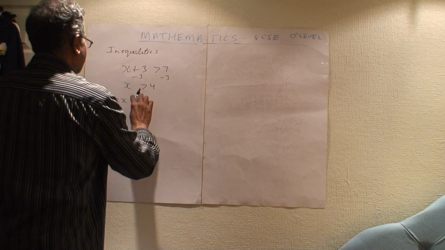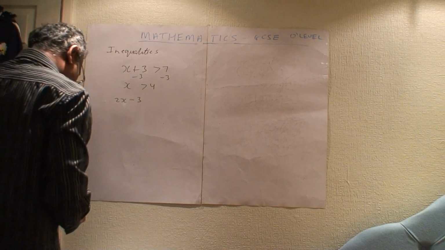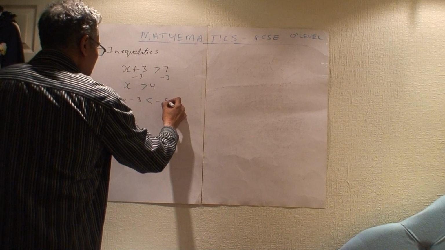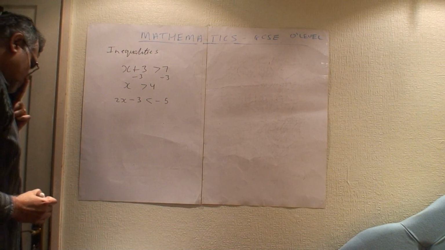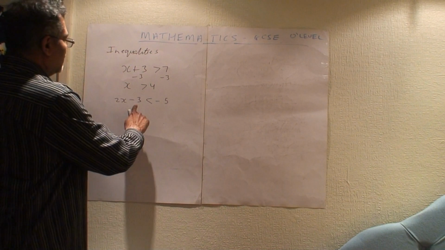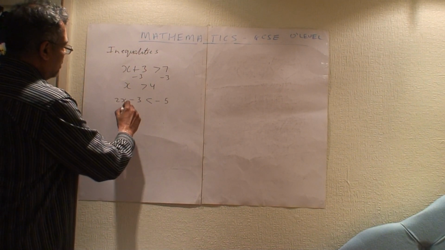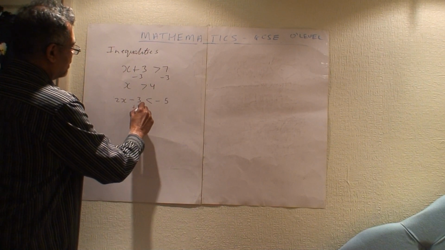Okay, let's say 2x minus 3 is less than minus 5. Okay, so we want to get rid of this 3. So we plus the 3 on both sides.